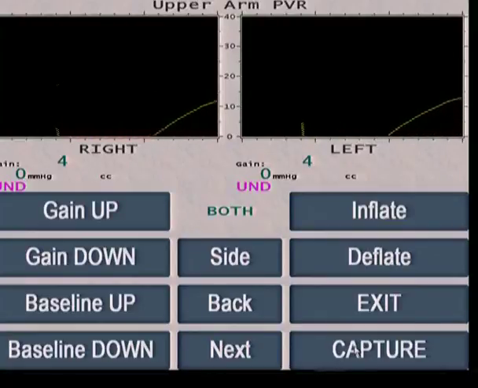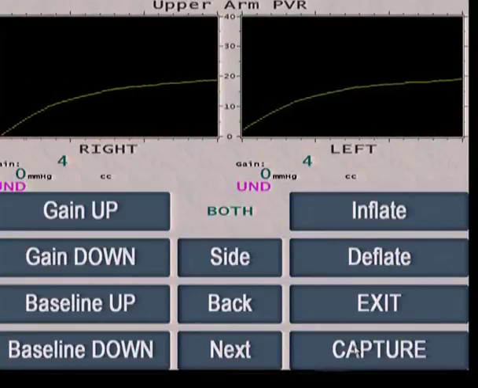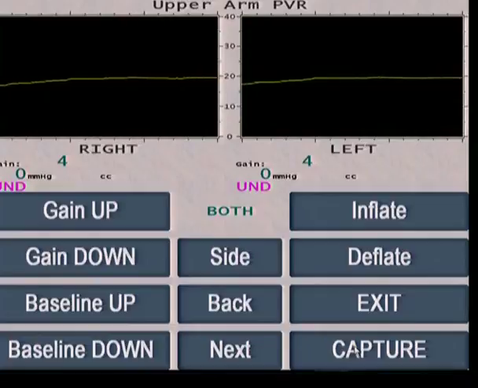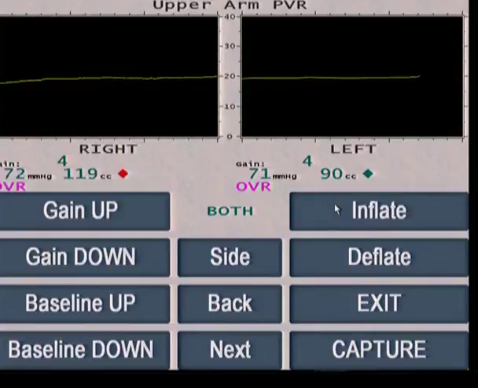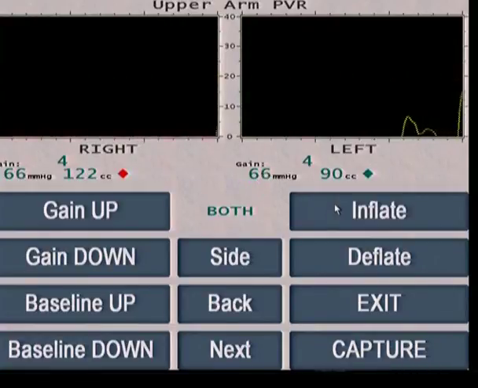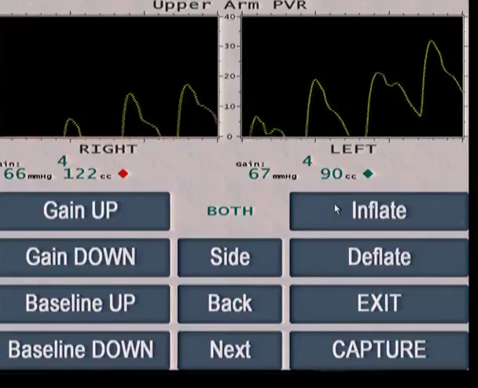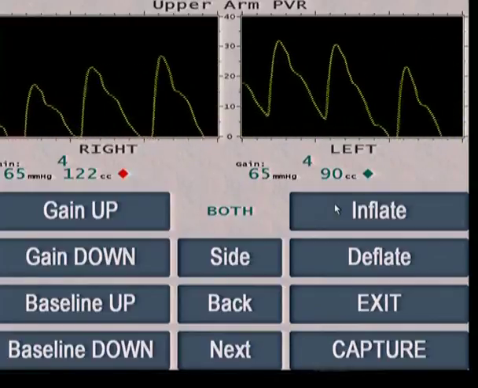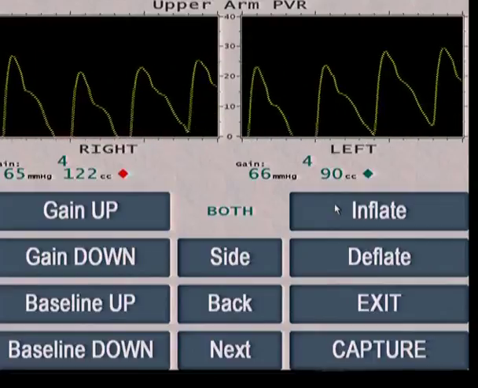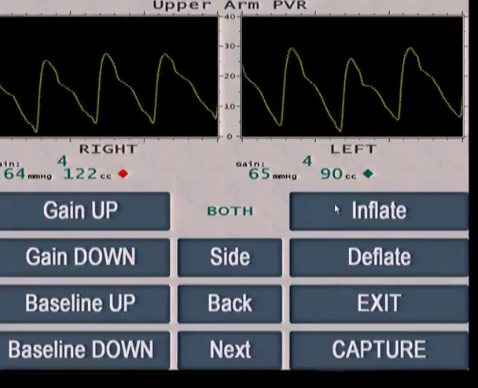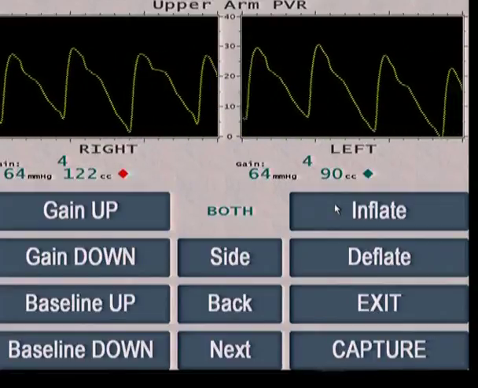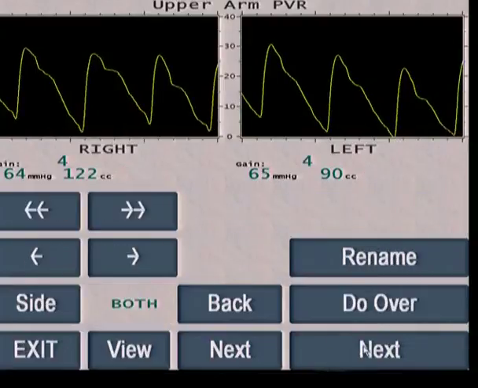The newer systems allow for bilateral accumulation of this information. Makes it a lot easier. A set amount of air volume is put into the cuffs to provide a pressure in the cuff of 65 millimeters of mercury, plus or minus 5. Okay, these look like good waveforms as well. There's no artifact involved, so we'll capture those.